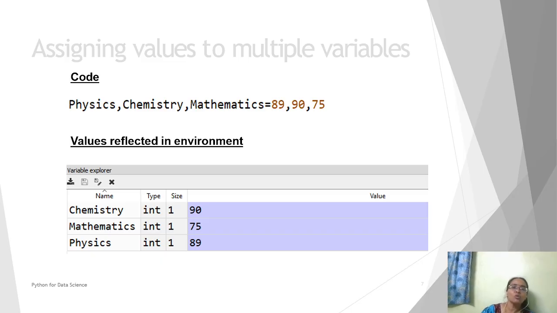And we can also assign multiple values to multiple variables. For example, physics mark as 89, chemistry mark as 90, and then mathematics mark as 75. Okay, it will reflect in the environment like this. Have you all understood that?